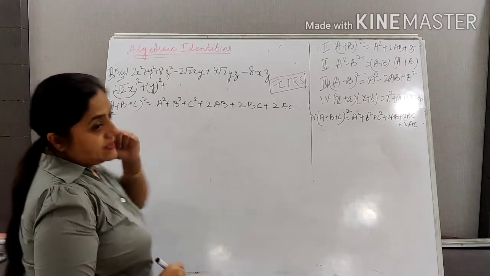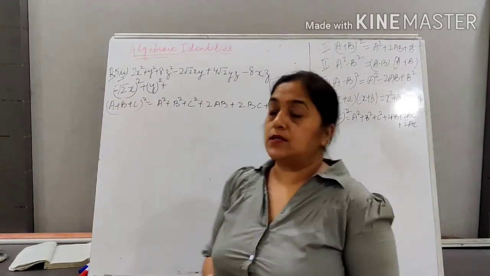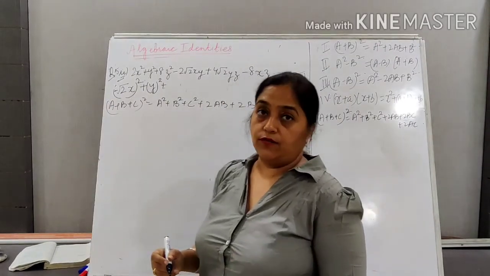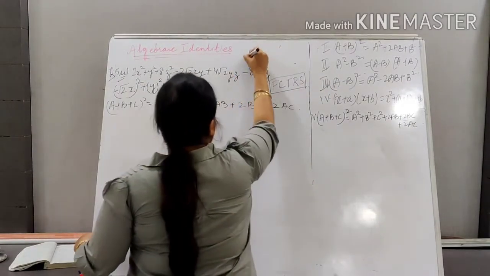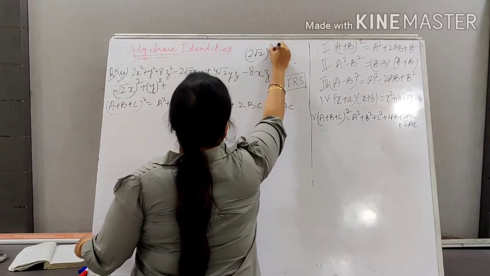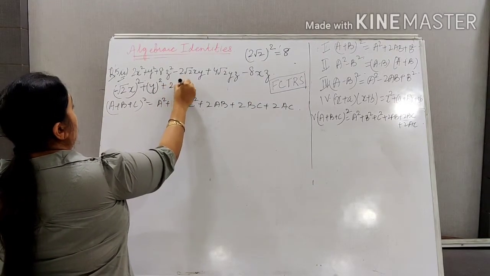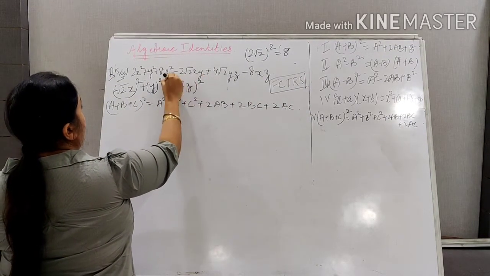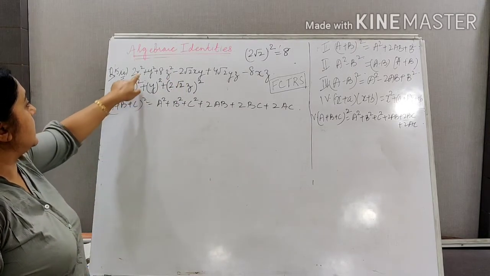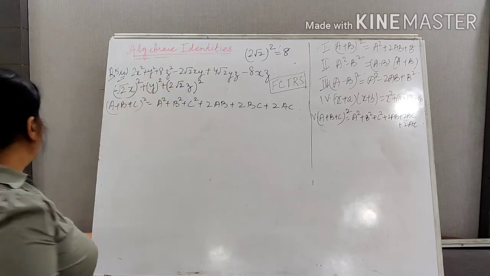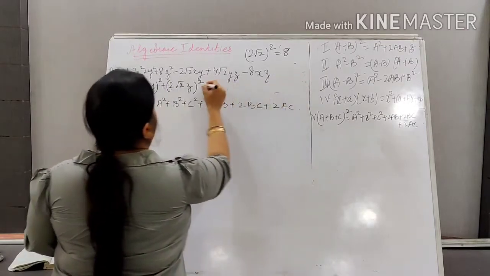Now 8z square. 8 is not a perfect square. So which number's square is 8? You have done enough practice of irrational numbers. So you know 8 is the square of 2 root 2. So it can be written as (2 root 2 z) whole square. Are you getting my point? This is (minus root 2x) whole square, y square, and (2 root 2 z) whole square.